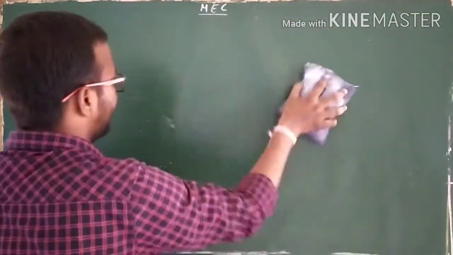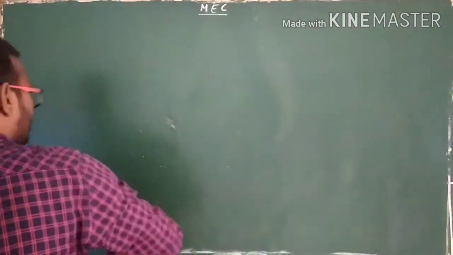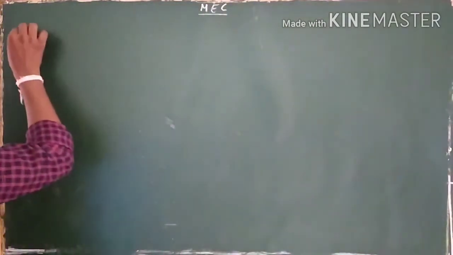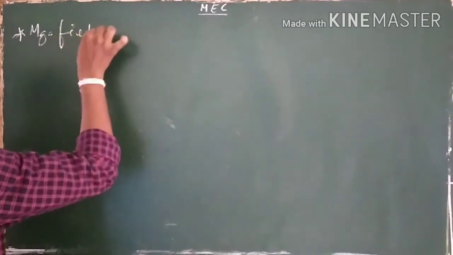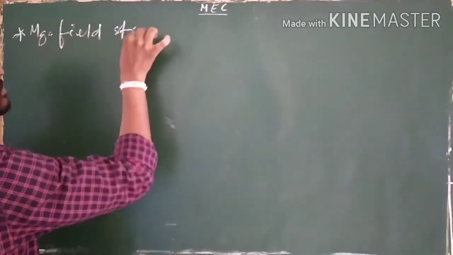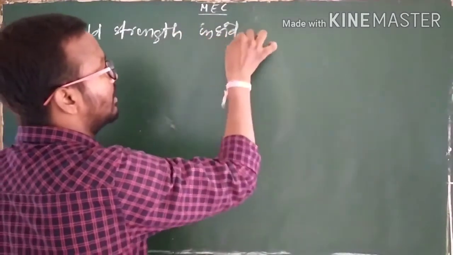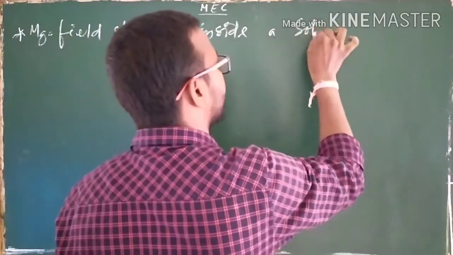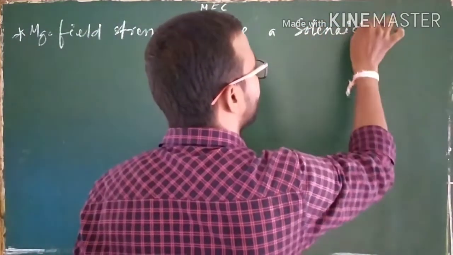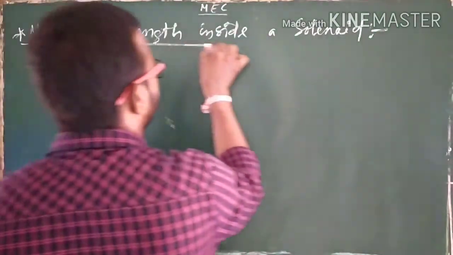So these are the assumptions for an ideal solenoid. In this case we have to find the magnetic field strength inside an ideal solenoid. To find the magnetic field strength inside a solenoid, we'll discuss here the ideal solenoid.